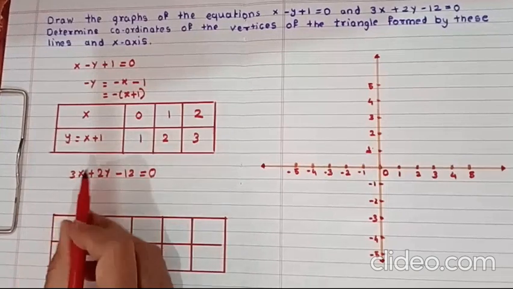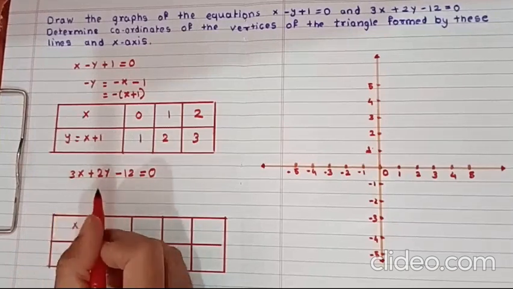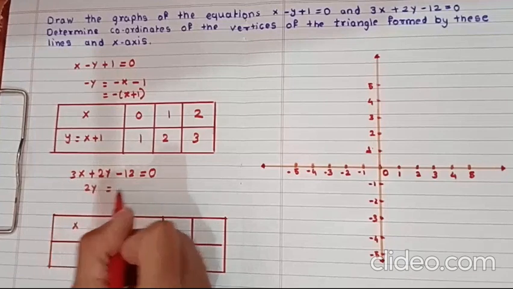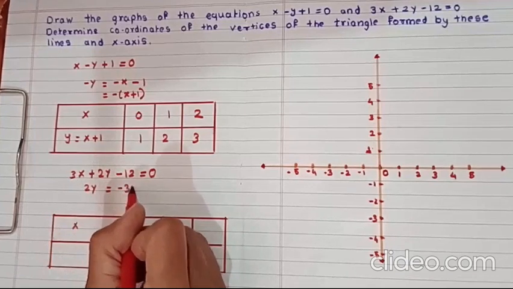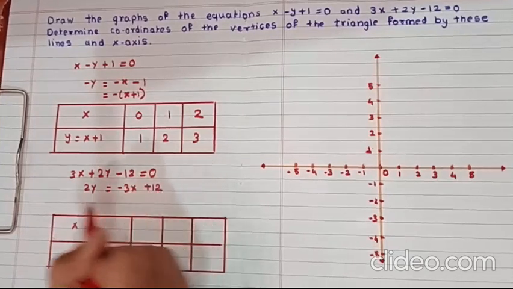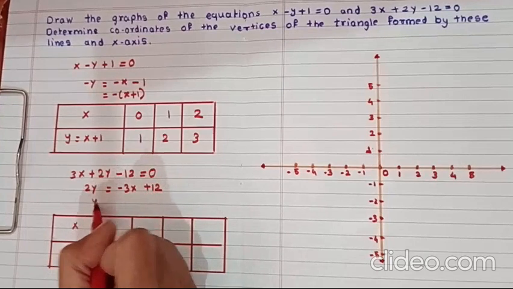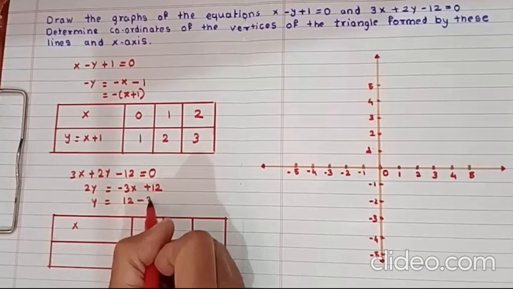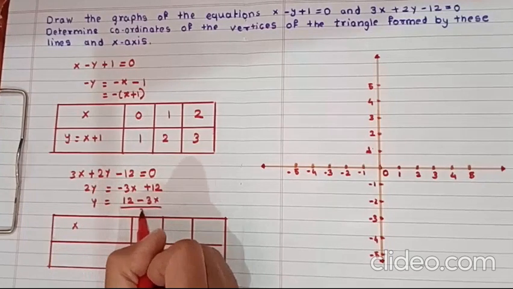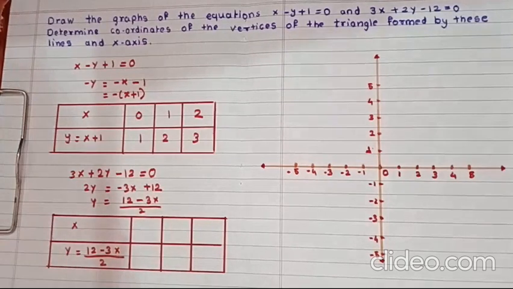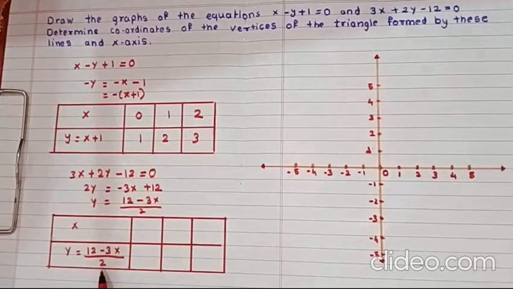So I will put in the x value, and y will be, I can convert this to the right side. So 2y is equal to minus 3x plus 12. So I can write this as y is equal to 12 minus 3x divided by 2. So what do you get here? I want the number which should be divisible by 2.